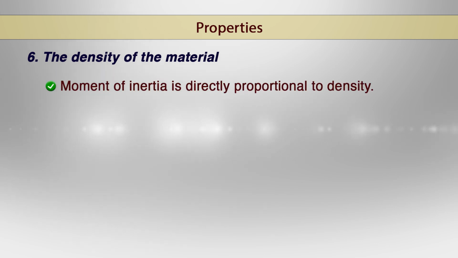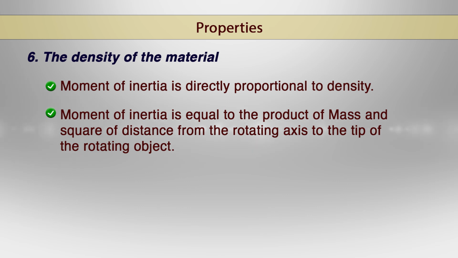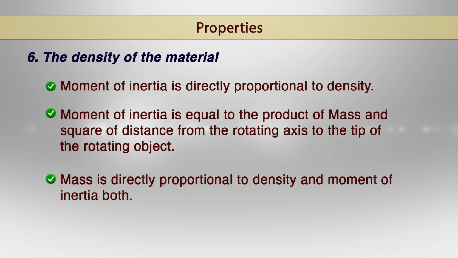The moment of inertia is directly proportional to the density. Moment of inertia is equal to the product of mass and the square of the distance from the rotating axis to the tip of the rotating object. As we know, mass is directly proportional to density and moment of inertia both.